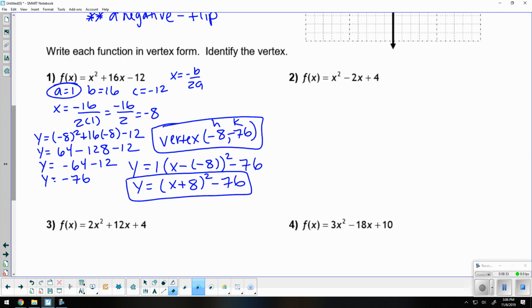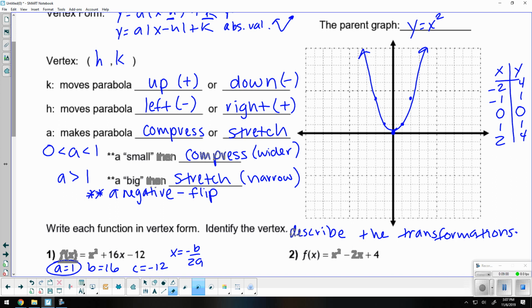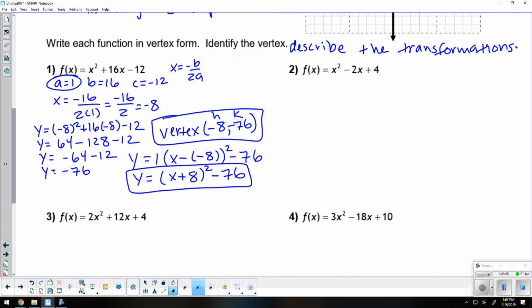Okay, one more thing I want to add to this too is I want you to describe the transformation. We're going to also describe the transformations that we see. So because our h value for this first problem was -8 and our k value was -76. So h again is going to move it. So if you go back up here, h moves it left or right, depending if it's positive or negative, and k moves it either up or down, again, depending if it's positive or negative. So since h is negative, it's going to move it to the left 8 units. And then since k is negative, it's going to move it down 76 units.